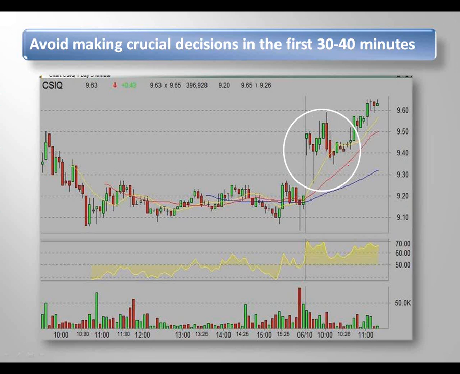It's an old screenshot, but you can see I've circled the first 35, 40 minutes. This is a 5-minute chart, by the way. Look at the noise here. Opens up strong, wick down. This is high frequency trading at its best right here, okay? On the upside, on the downside, throwing elbows, and then the stock slowly starts to gather itself.